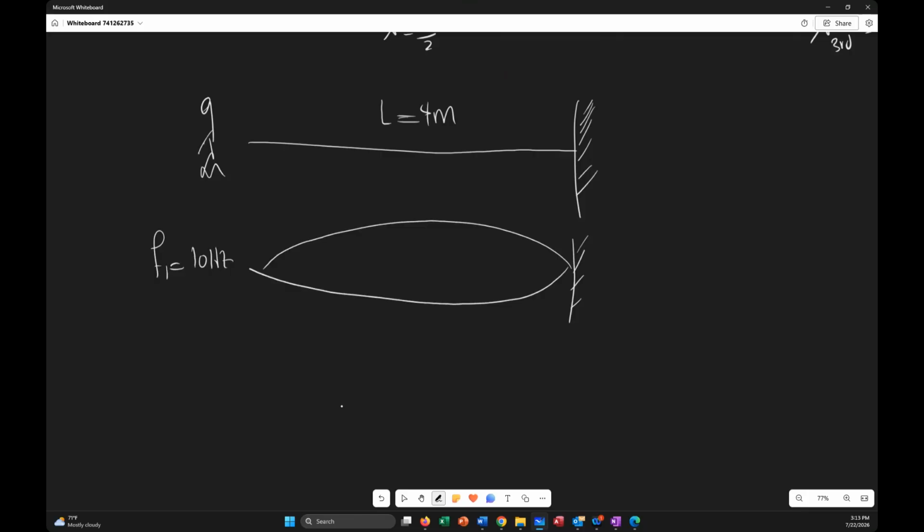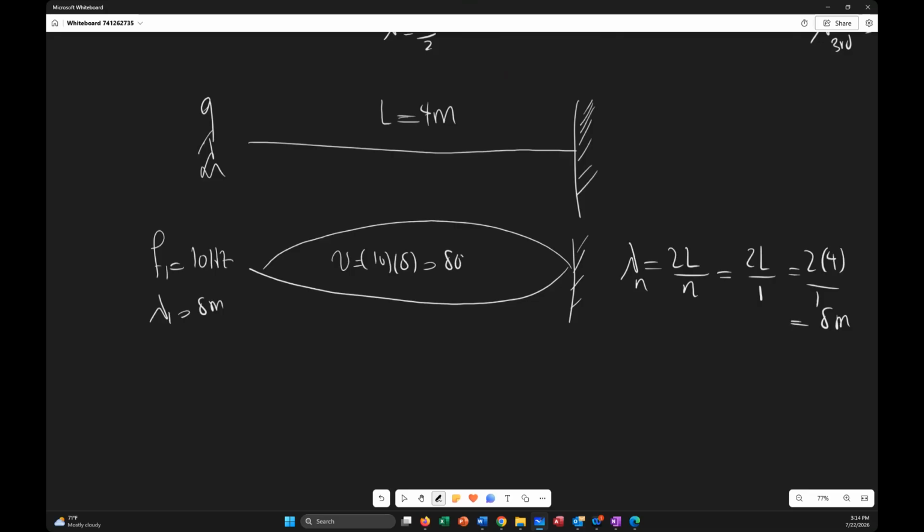What is the wavelength here? Wavelength is 2L divided by n, yes? 2L divided by 1, the first fundamental. I can calculate 2 times 4 divided by 1, 8 meter. So lambda 1 is going to be 8 meter. I asked to calculate the velocity. Velocity is frequency multiplied by lambda. 10 times 8 is going to be 80 meter per second.